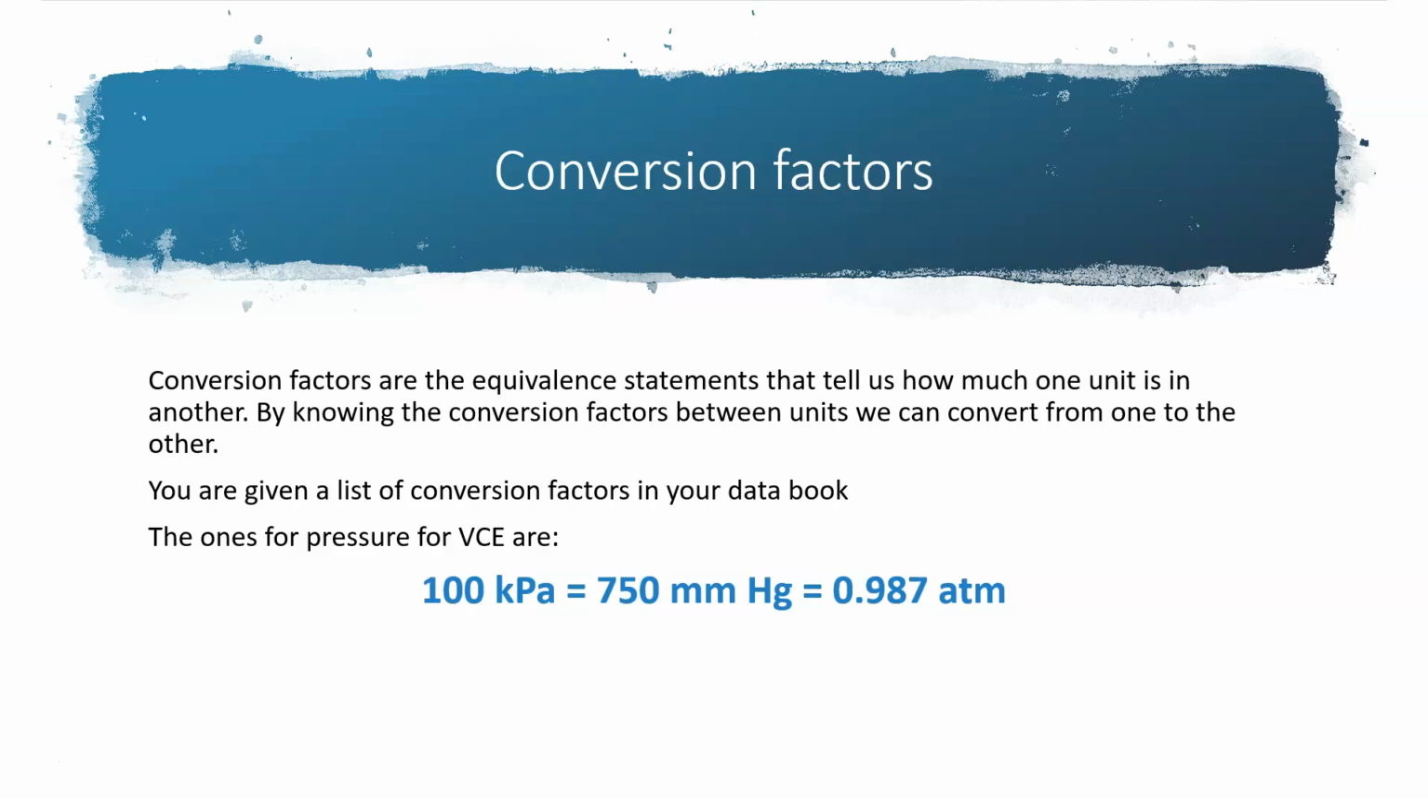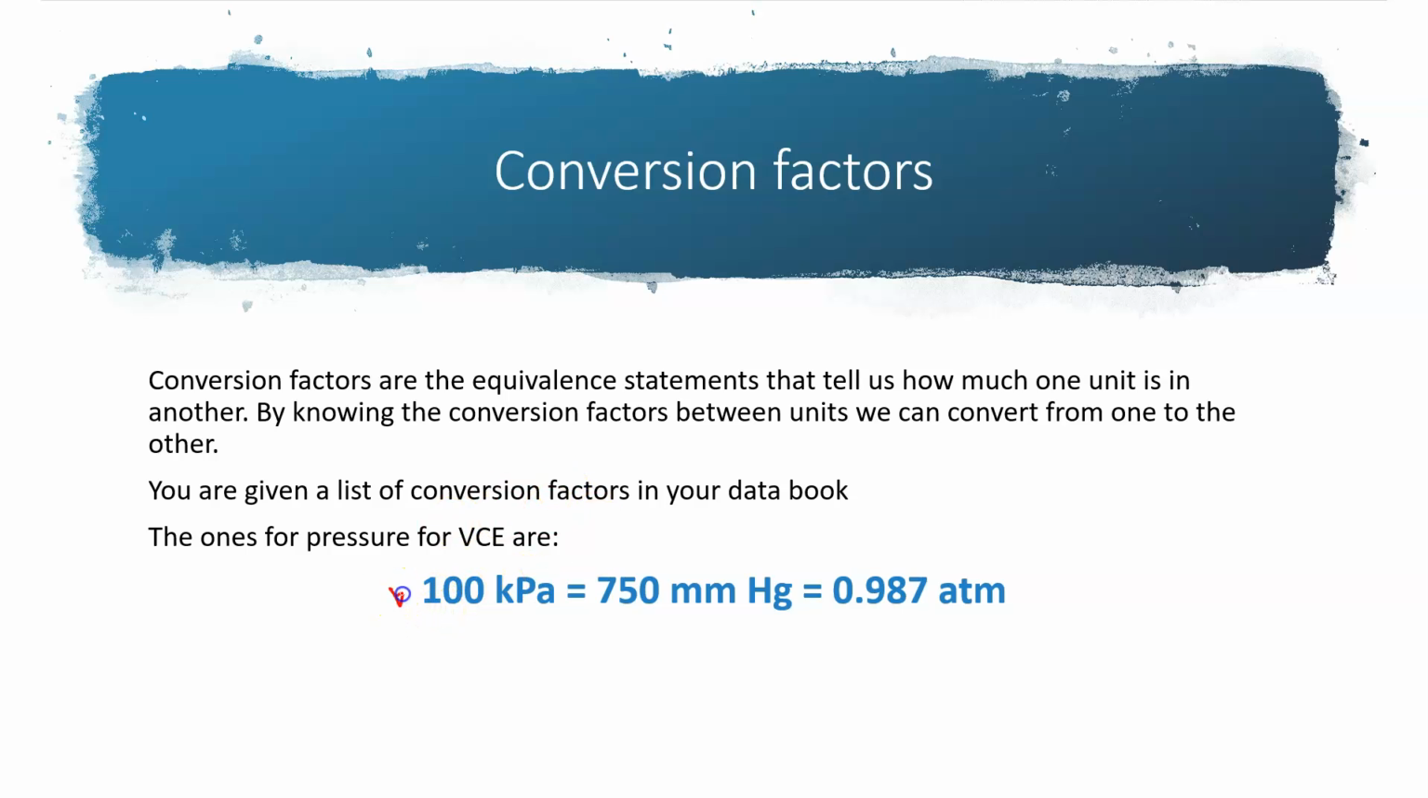Essentially, this method relies on us being able to create a conversion factor. And a conversion factor is essentially an equivalent statement that tells us how much one unit is in another. So how many kilopascals per millimeter of mercury and that kind of thing. By knowing these conversion factors between units, we can convert from one to the other quite easily. You're given a list of conversion factors in your data book around page 6, I think it's table 5, in particular for metric volume conversions as well as pressure.